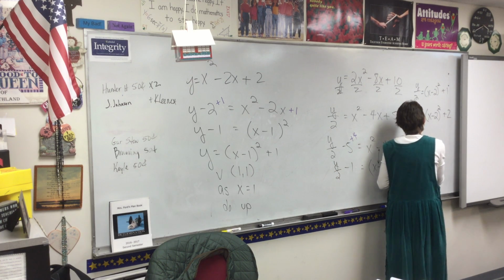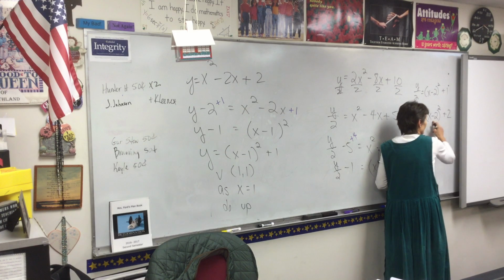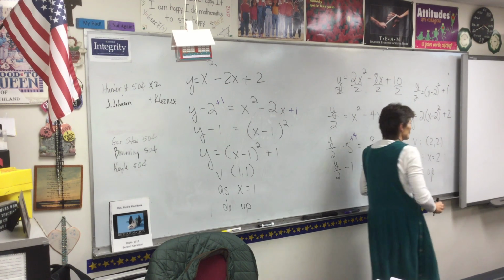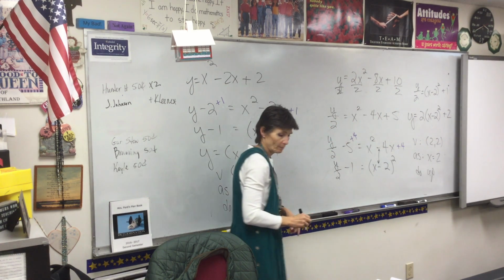So your vertex is (2, 2). Right 2, up 2. X equals 2 is your axis of symmetry. And up is your direction of opening.